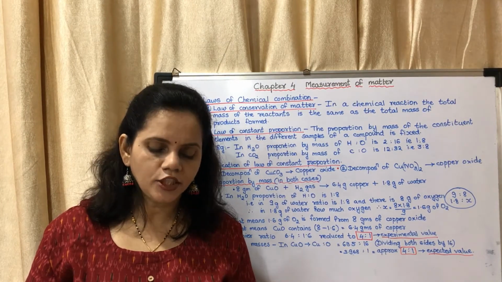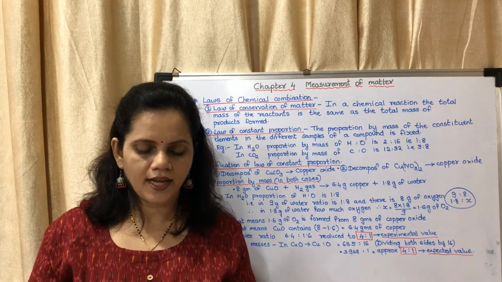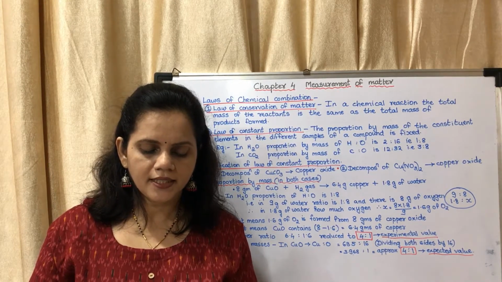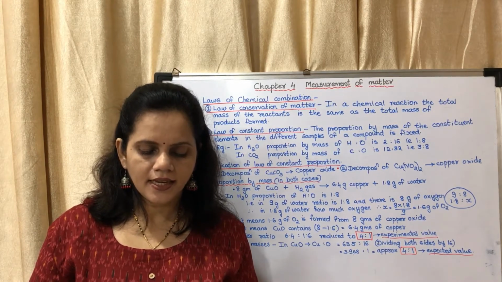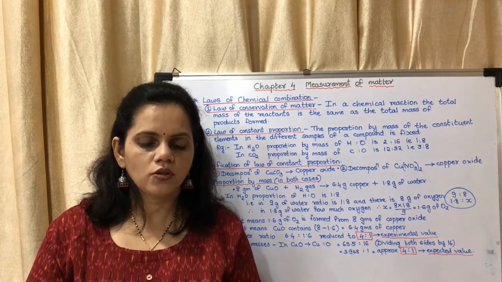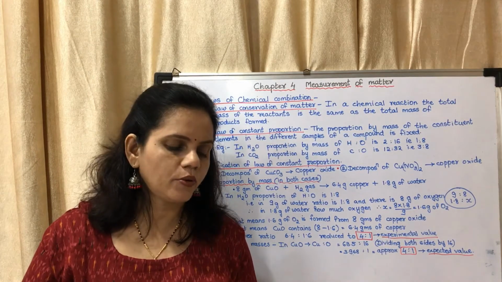Now activity 2. Take a solution of calcium chloride in a conical flask and a solution of sodium sulfate in a test tube. Tie a thread to the test tube and insert it in the conical flask. Seal the conical flask with an airtight rubber cork. Okay, so I will explain what the activity is. You may see figure 4.1.